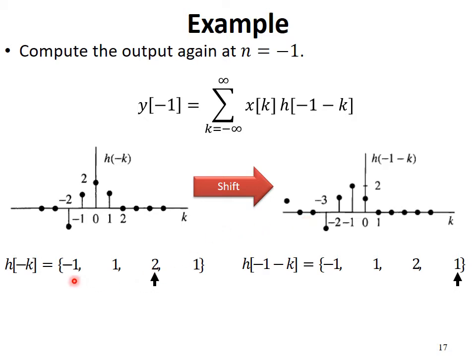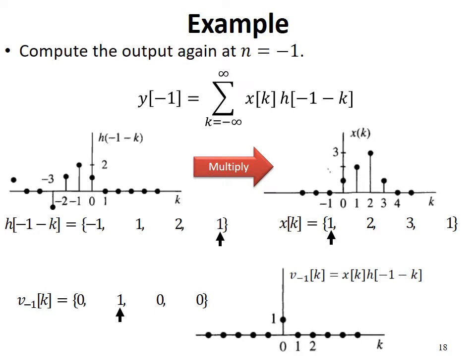Now the next step is to multiply h of -1 minus k with x of k. Now h of -1 minus k would be multiplied with x of k, and exactly in the same manner as we did for the last two values of n. The sample at k equal to 0 would be multiplied with the sample at k equal to 0 in x of k, right?